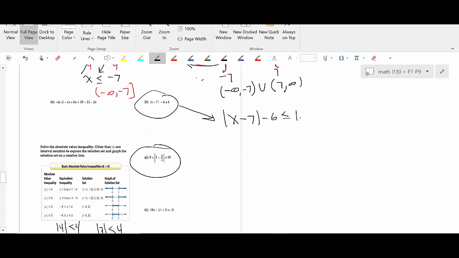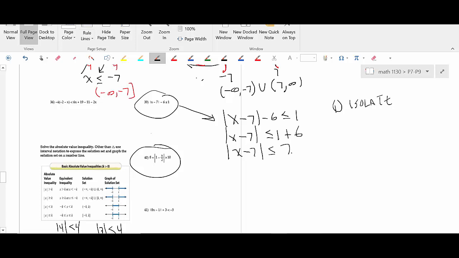Okay? So like all these problems, the first thing that you want to do, just like on radicals, is you want that isolated. Because you don't want to set it up until it's isolated. So the first thing to do is just move that 6 to the other side. Okay, you have to isolate. That's always step 1. Okay, so that is absolute value x minus 7 is less than 1 plus 6. So that is absolute value x minus 7 less than or equal to 7.